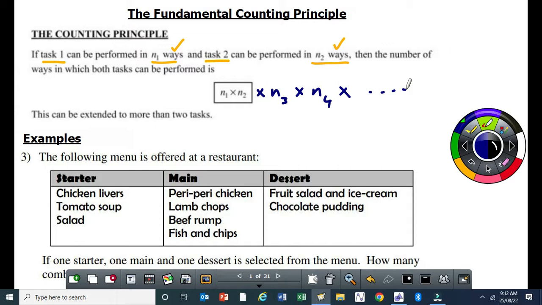and some chocolate pudding there. Now, can I have your attention?